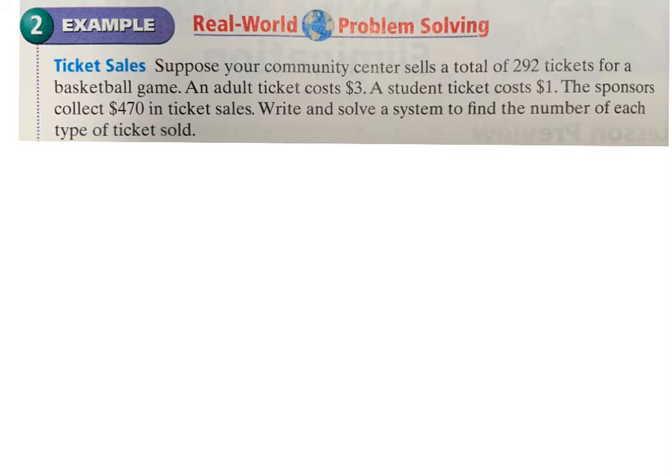All right, so you can use x and y. They use A for adult and S for student. It doesn't matter. So if x is my adult ticket and y is my student ticket, the total number of tickets sold is my x number of tickets plus my y number of tickets, which will equal the total number of tickets.